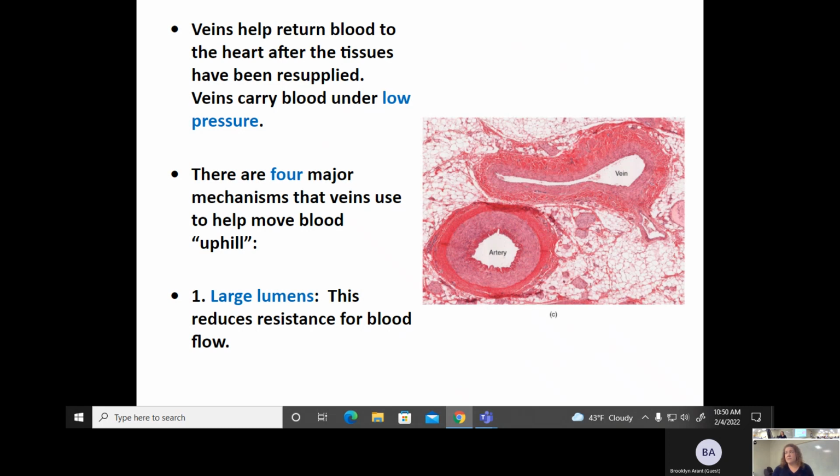Veins have a different structure than artery because the blood coming through a vein is under low pressure. We'll talk about why that is in a few minutes, but maybe this is gross, but if you've ever cut yourself and the blood comes out really fast, that's an artery. If you cut yourself and it just kind of seeps slowly, that tends to be a vein. Blood in the veins is under low pressure. Because of that, it can be hard for veins to move the blood.